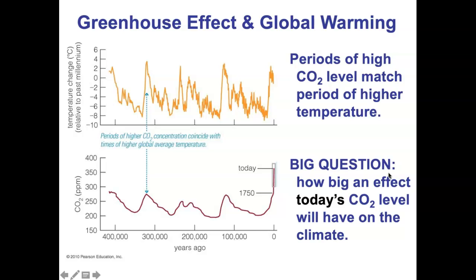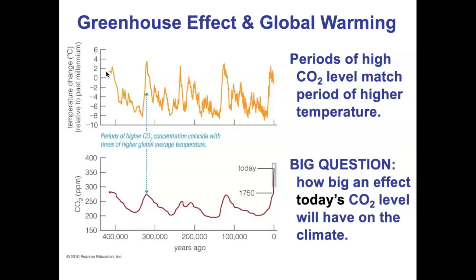Here is the same data, but this is only going back 400,000 years. Here's the temperature of the Earth over that same time period. So what you notice is 400,000 years ago, 300,000 years ago, 200,000, 100,000, the amount of CO2 goes up and down and back up again, and also the temperature of the Earth, the average temperature, the climate of the Earth.